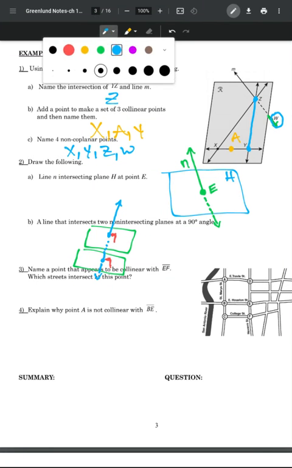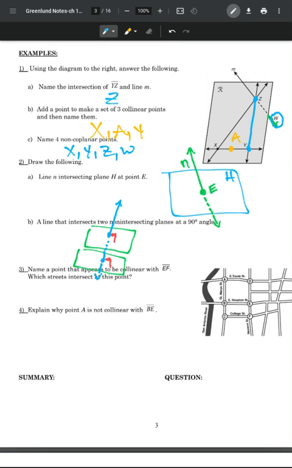Number 3, name a point that appears to be collinear with EF and which streets intersect at this point. So if we look at this picture over here on the right, it says name a point that appears to be collinear. So 2 points on the same line with EF. So we have line EF here. And so what we want to think about, well, what would be on the same line? If we just extend this point up, we see we have point D right here. So that's what I'm going to write right there, point D. And then which streets intersect at this point? So we want to think about at point D, what two streets intersect?